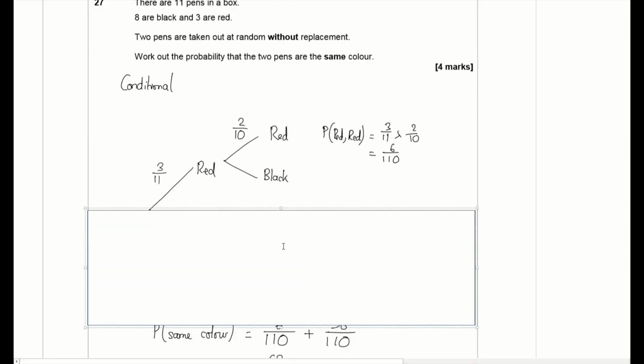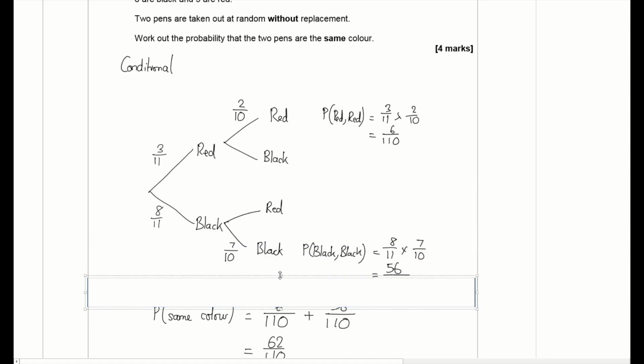Now they've said without replacement here, which means that the probability is actually conditional, and you'll have to modify your probabilities for the second pick. They've also said that they're going to be the same colour, so we're only really interested in 2 pathways overall here. You can either pick black black or red red. Now if you want to avoid any mistakes here, it's probably best to try and draw out a probability tree and then use that to obtain your answer.